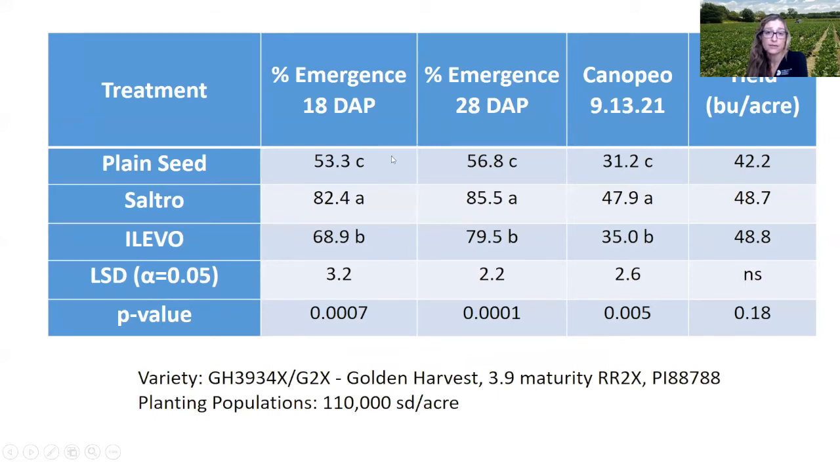Just like in our first year of trialing, we again saw that impact on the emergence rate. So our plain seed was slower and just had overall less emergence than both of these treatments. And we see that same trend where Saltro is a little faster, and then by that 28th day, both come together. And this year we had, again, some numerical differences in yield, about 6 bushels. And this plot yielded pretty good this year with around 48 bushels, considering how heavy the nematode pressure is in this field.